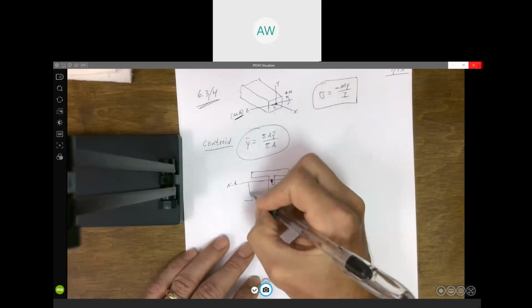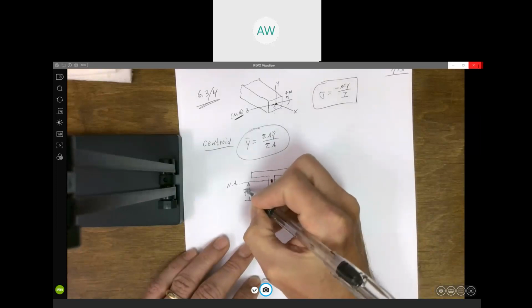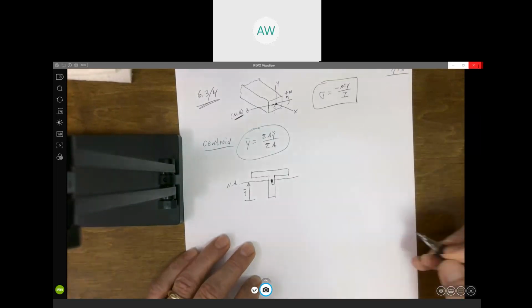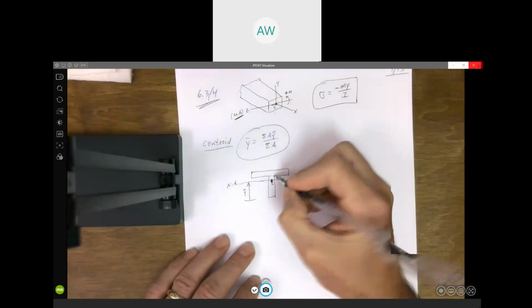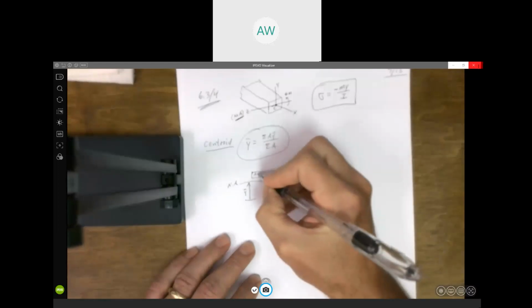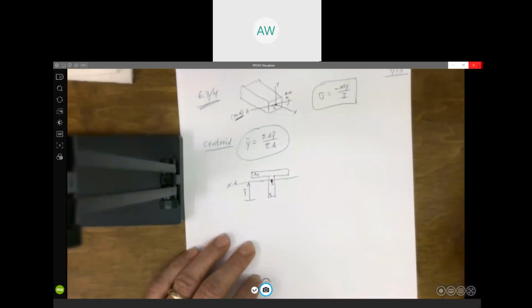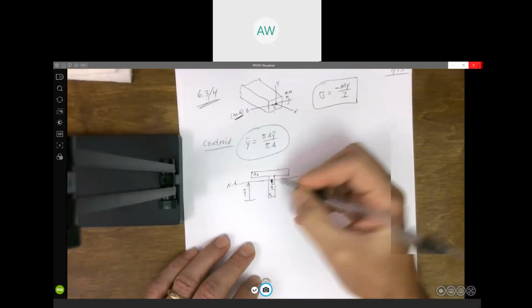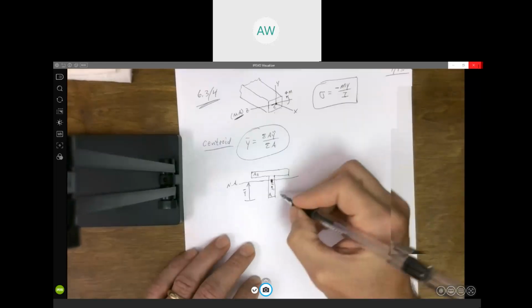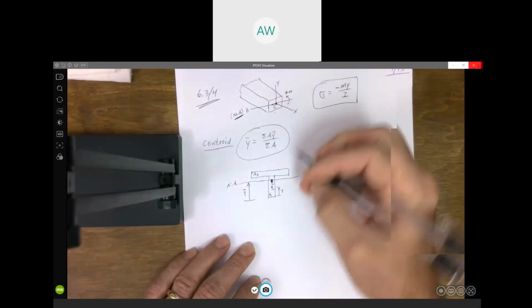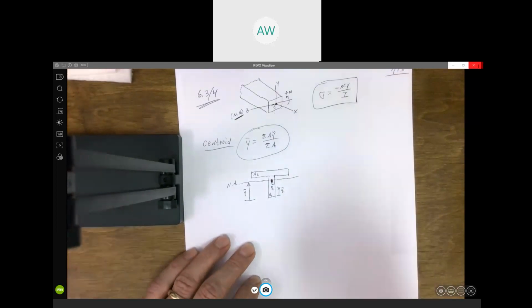But we need to know how to calculate y bar. That's our centroid location. Well, you just break it up into pieces. In this case, we could break it up into two rectangles. We'll call this A1, this A2. And then we just have to locate the centroid of each piece. So the centroid of rectangle 1 would be right in the middle of rectangle 1. That's what the y tilde here is in this formula.